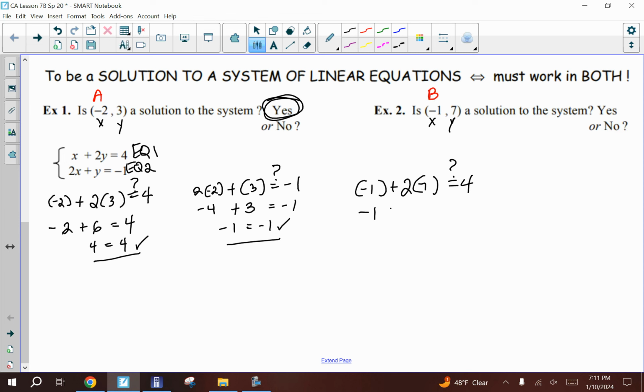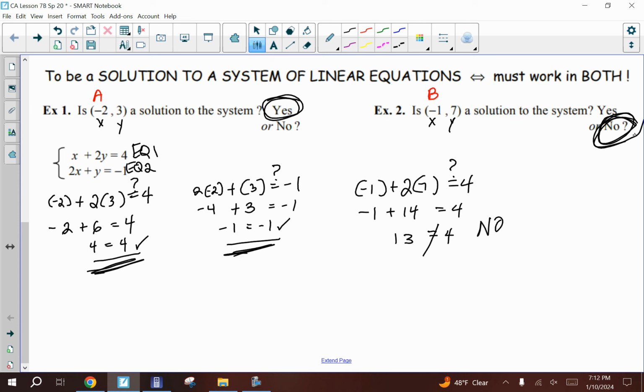So you have -1 plus 14 equals 4. -1 plus 14 is 13, and 13 does not equal 4. So as soon as we get one answer that's a no, the entire thing is a no. If the first one doesn't work, you don't even have to test the second one, because the only way it could work is if they both say yes. If the first one says no, then we don't have to test the second one, and the answer is automatically a no.